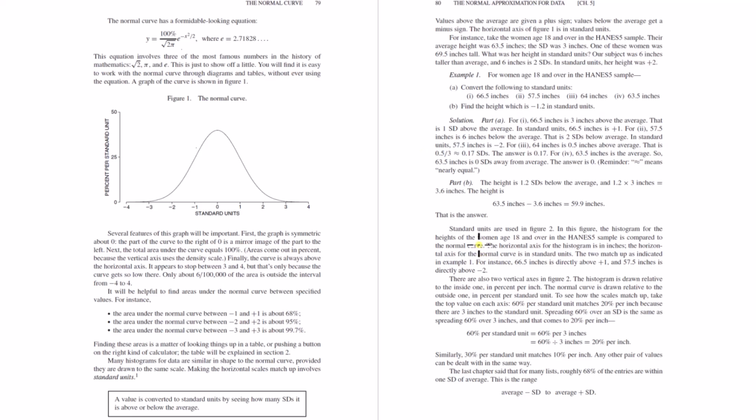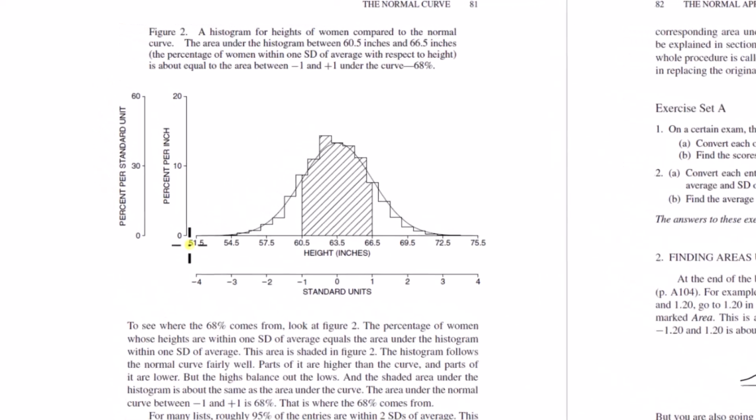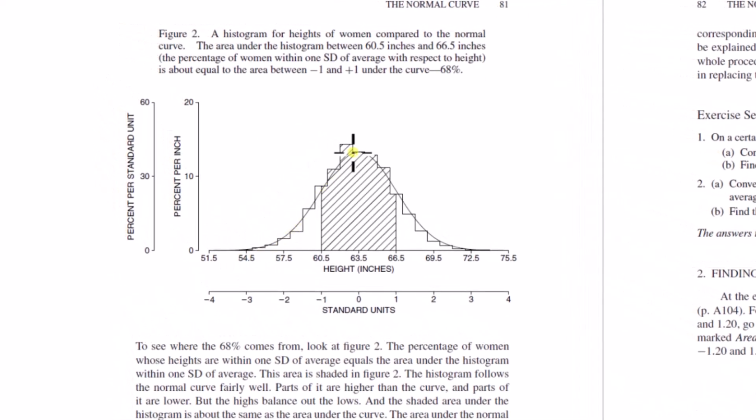It's really simple. Okay, so it says standard units are used in figure 2. Here is the histogram for the heights of women in that Haynes 5 study. In the background is the original histogram. Here are the units, and then they just put the standard unit axis here. I believe what they're doing here is they're not even rebinning. They're not creating new bins in standard units. One way you could do it is take your original bins, take the endpoints, convert those endpoints to standard units, and then just replace the horizontal axis with the standard unit axis.